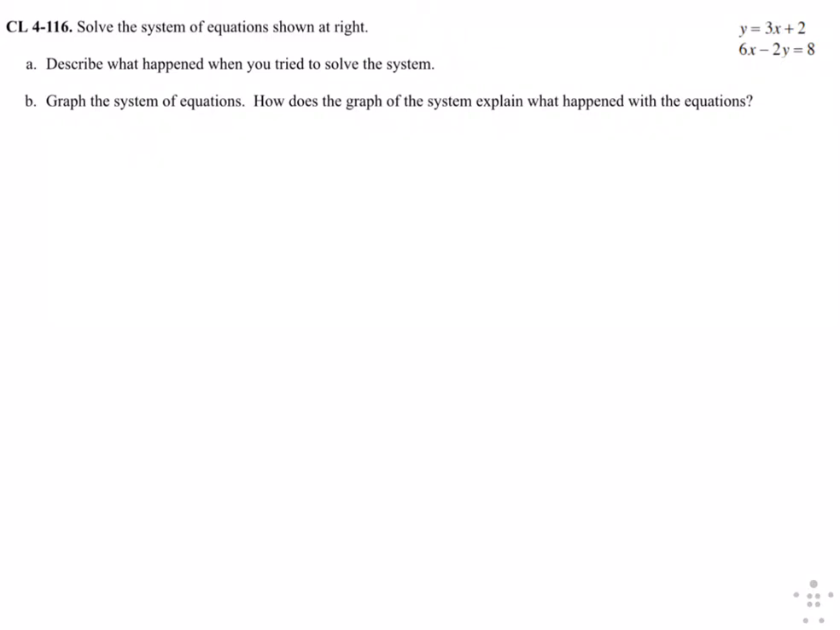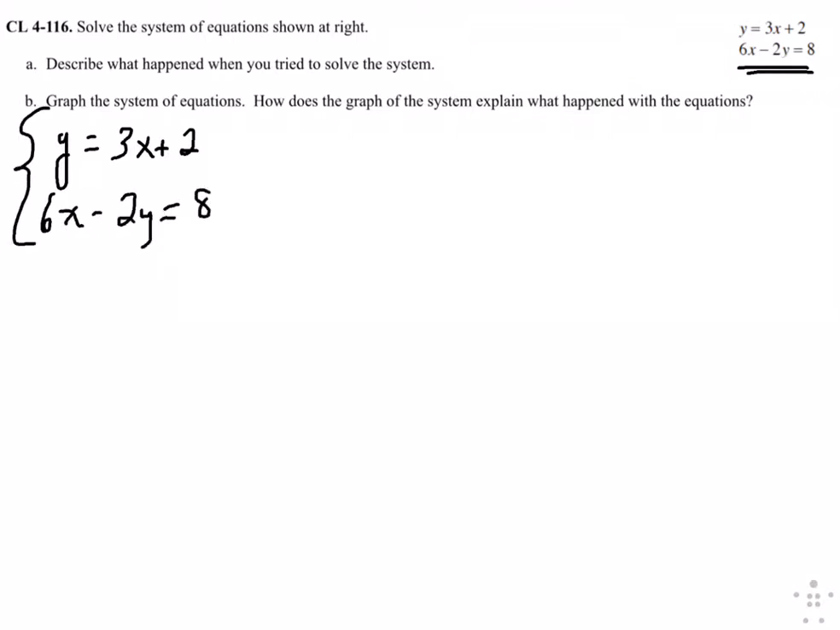Okay, for 116, they want us to solve this system over here, right? So for A, it says, describe what happened when you solve. So the system is y equals 3x plus 2 and 6x minus 2y equals 8.